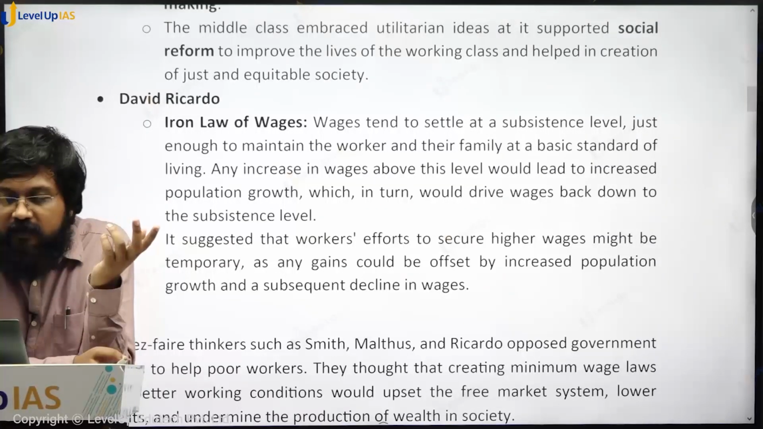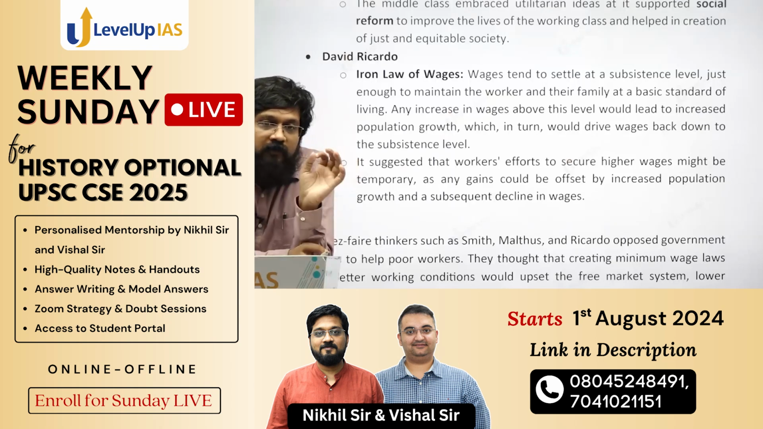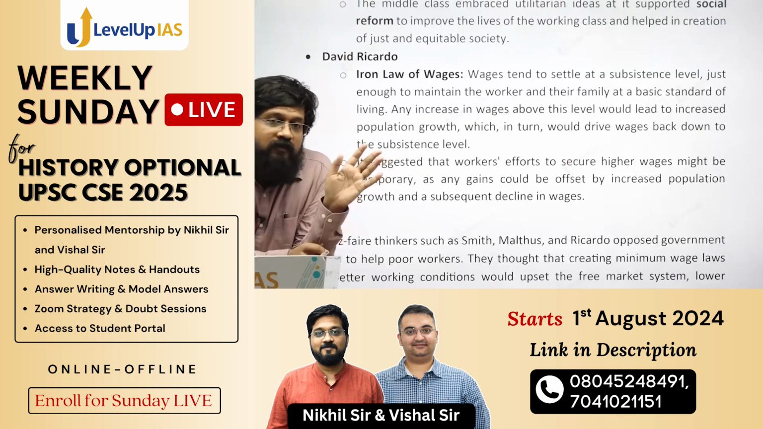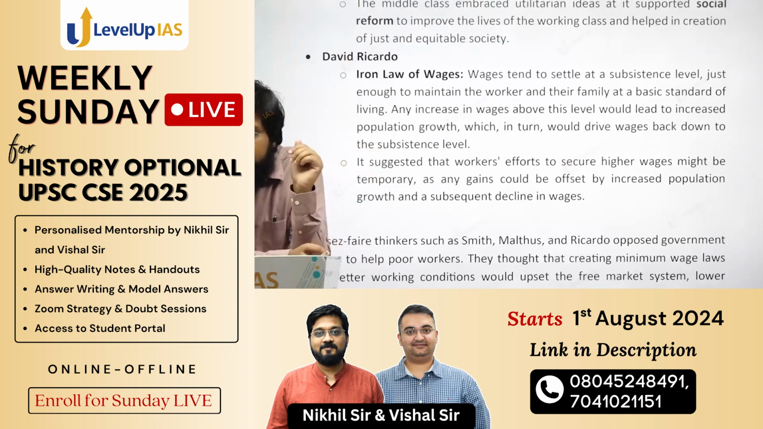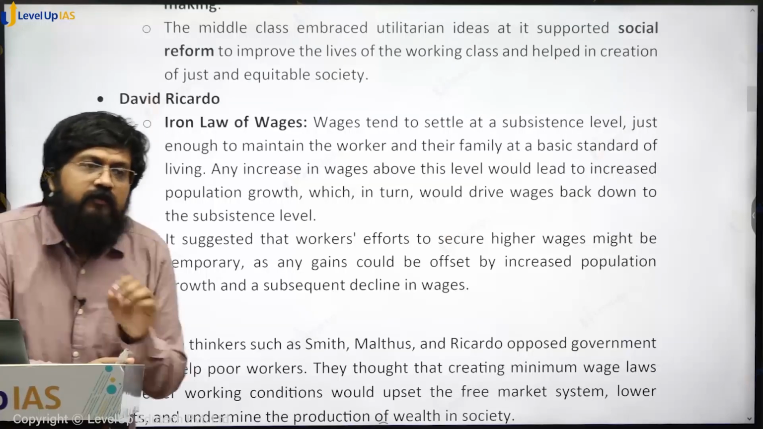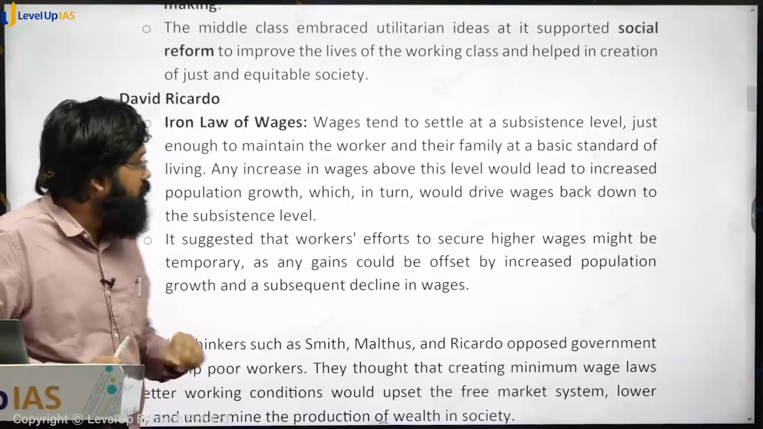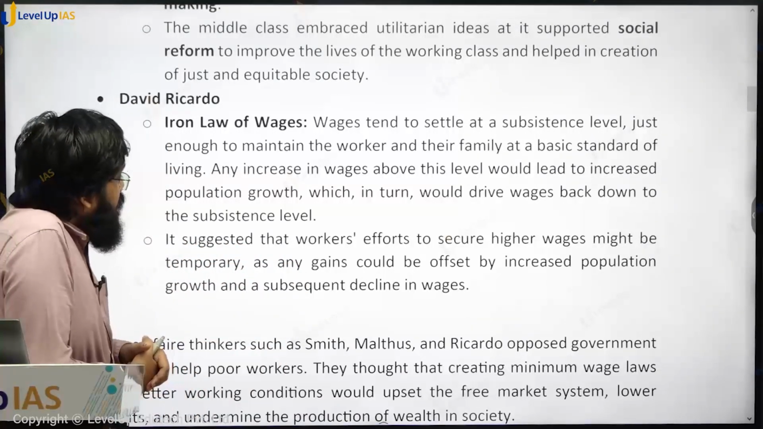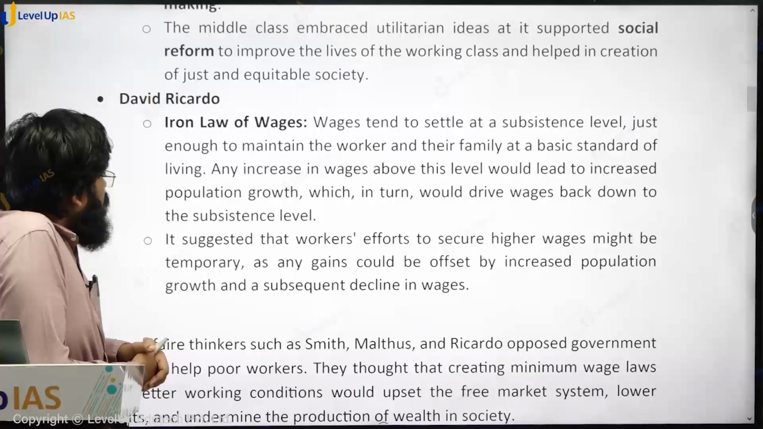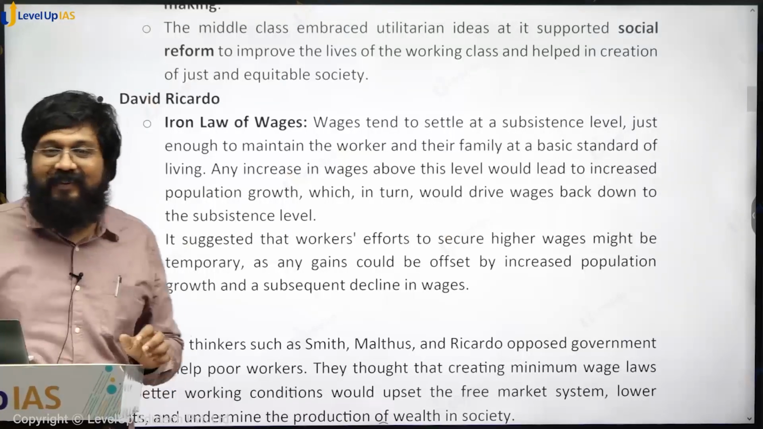And any increase in the wages above this level would lead to increased population growth, which in turn would drive wages back down to subsistence level. So the poor laboring man can never rise up by working hard. That is his point. So Ricardo took Malthus's theory one step further. He believed that the underclass will remain permanently poor. You will always remain poor. It suggested that workers' efforts to secure higher wages might be temporary, as any gains could be offset by increased population growth and subsequent decline in wages. Why would you raise them? Okay.